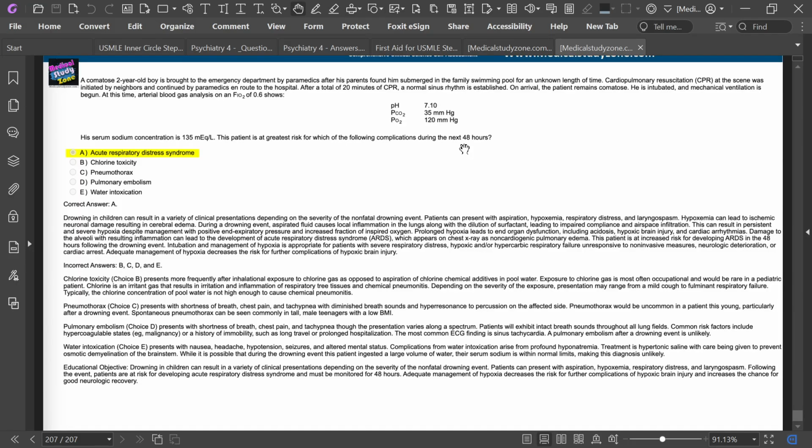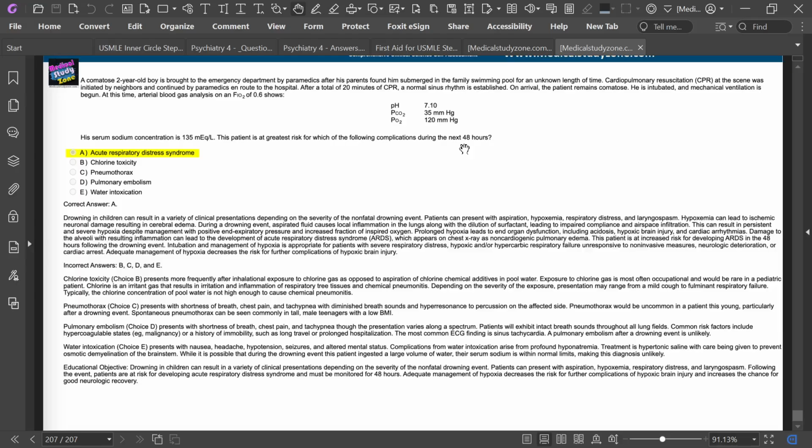Okay, in this type of question, I am a bit confused between ARDS and pulmonary embolism. How can I differentiate? What do you mean? Like why it is not pulmonary embolism? But why would the drowning cause a pulmonary embolism? Can drowning cause pulmonary embolism?